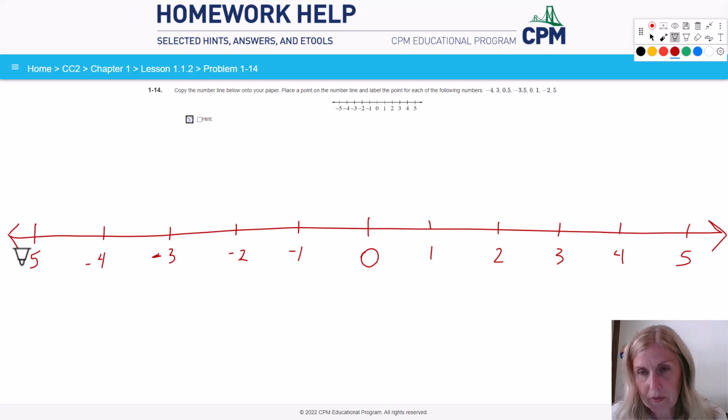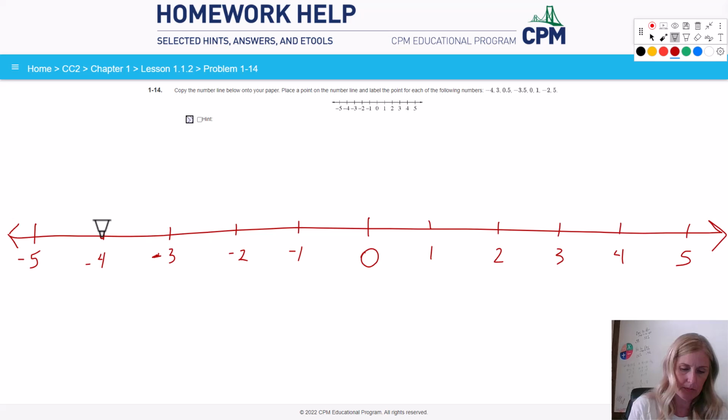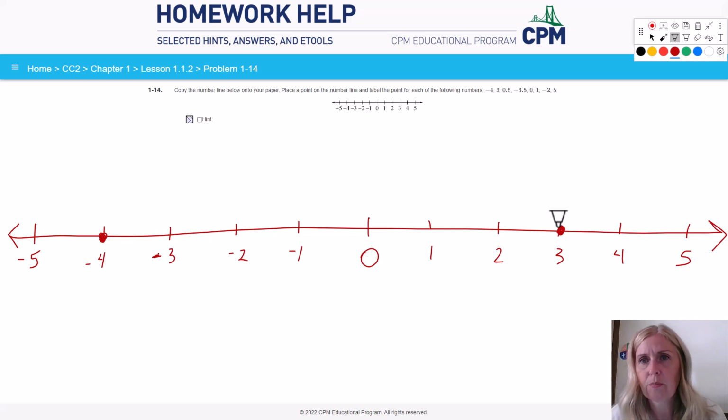Okay, the first number they want us to label is -4. Okay, right here. That's pretty easy. We've already got a spot that says -4. Then we have +3. Again, super easy. And then we have 0.5 or 5/10 or 1/2, whatever you want to call it. It's all the same. So if you think about 1/2, it's not even one whole yet. So that would be perfectly in the middle of 0 and 1. That is 1/2 right there.